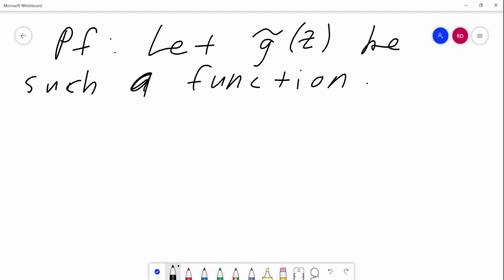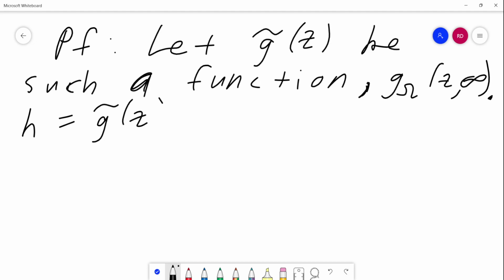And we already have g omega z infinity. We've already defined it. We've given a formula for it. It was the energy minus the potential at a point. So let's construct a new function. H is g tilde z minus g omega of z comma infinity. Well, what do we know about H?